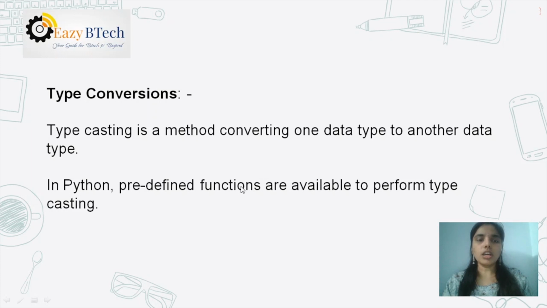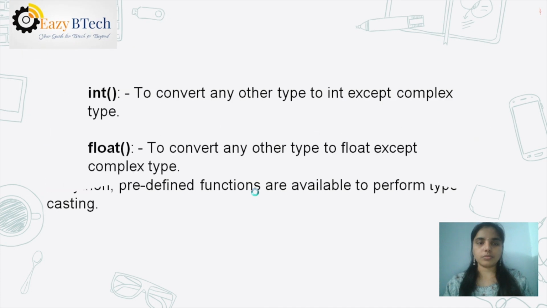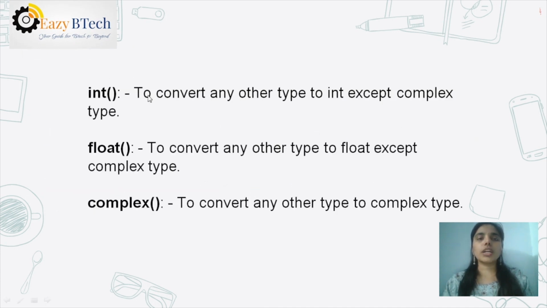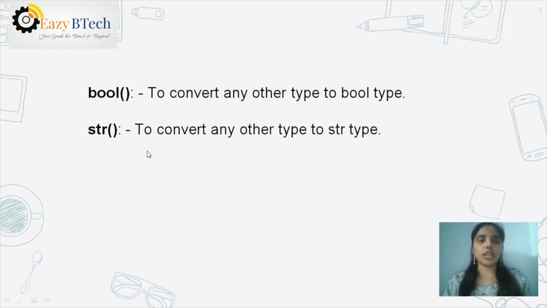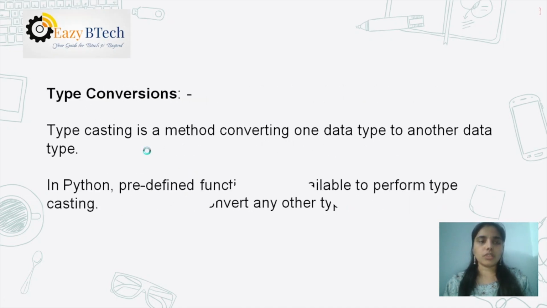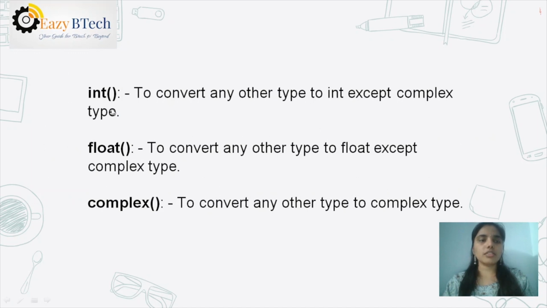In Python, predefined functions are available to perform type casting. What are they? The int function is used to convert any other type to integer, except complex. So, there are totally 5 predefined functions available: int, float, complex, bool and str. First of all, the first function is int.